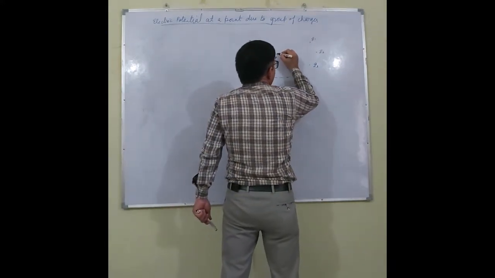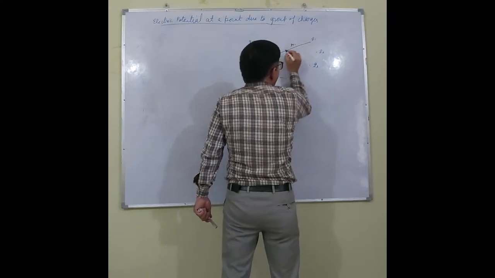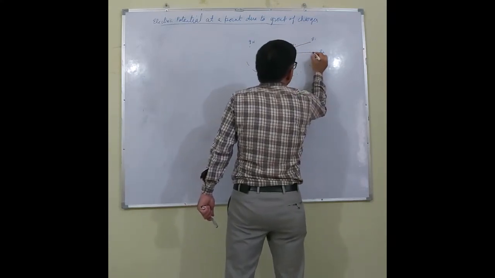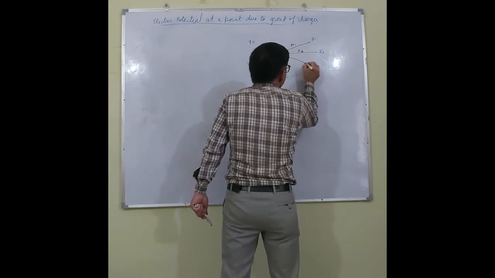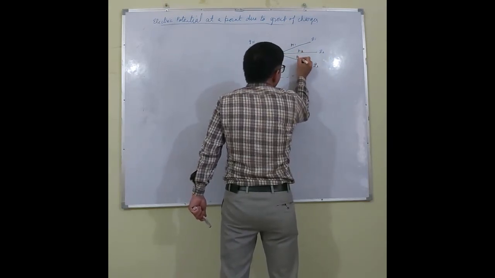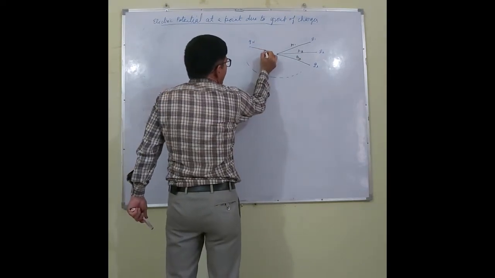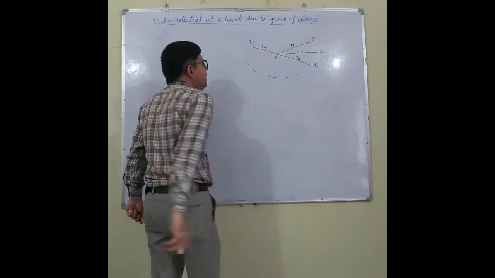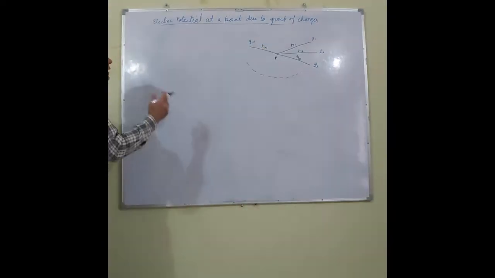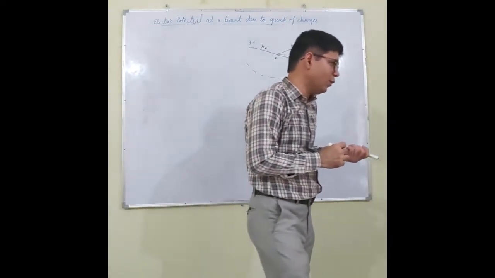Let's assume that the distance between Q1 and P is R1, the distance between Q2 and P is R2, the distance between Q3 and P is R3, and the distance between Qn and P is Rn. My target is to calculate the electric potential at P due to the group of charges.